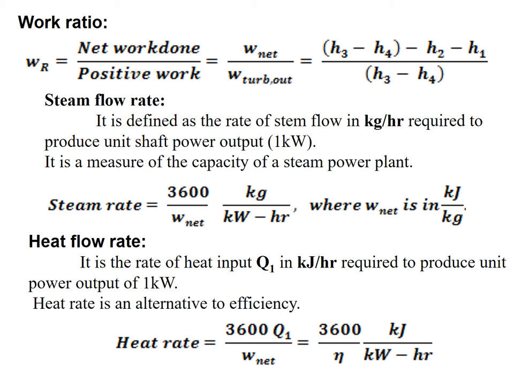Next, heat flow rate. Steam flow rate means mass flow rate divided by net work output. Heat flow rate means mass flow rate divided by efficiency. Okay, that is what you are given in the equation.